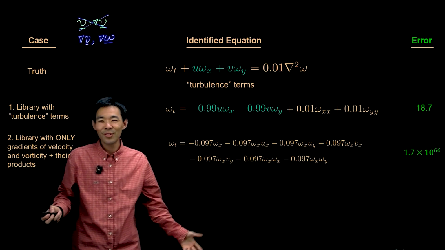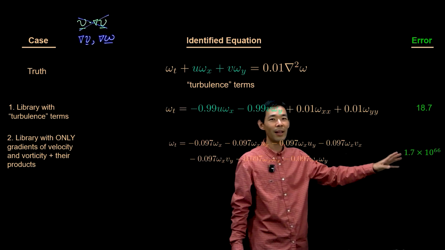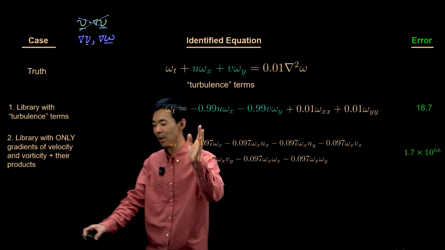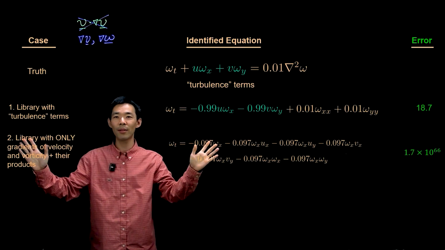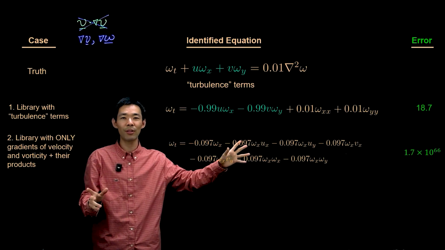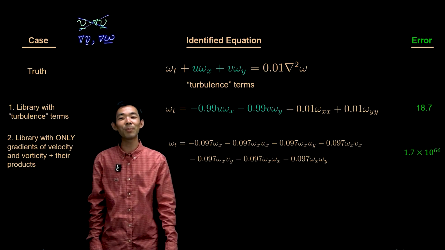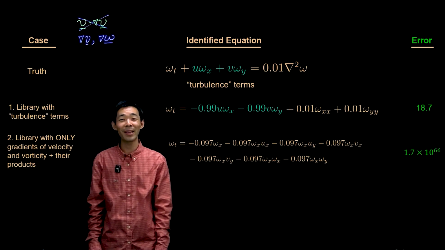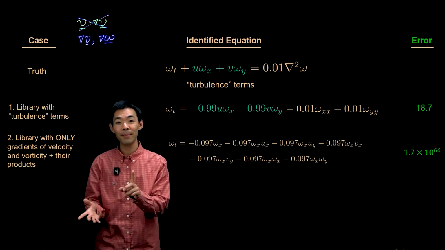Basically, I don't get the right answer at all. If you look at the error all the way over here, you see that it's 10 to the 66, which is saying, oh my gosh, my data and my predicted model are so wrong that whatever I wrote here on the right-hand side is totally nonsensical. It does not at all explain or fit the data that I've provided.